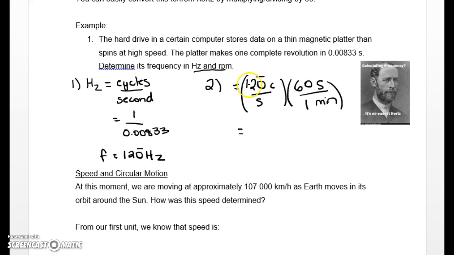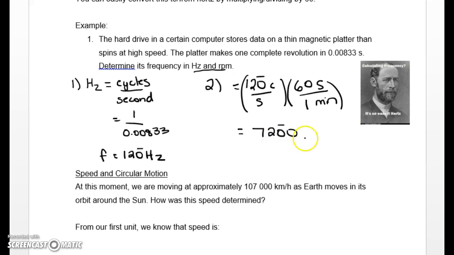So if we plug this into our calculator, 120 times 60, we should get 7,200, with our third digit there being significant. Remember, we don't include the 60 seconds because that's an actual value that we know is true, so we don't have to worry about the 60 being included for the sig figs.